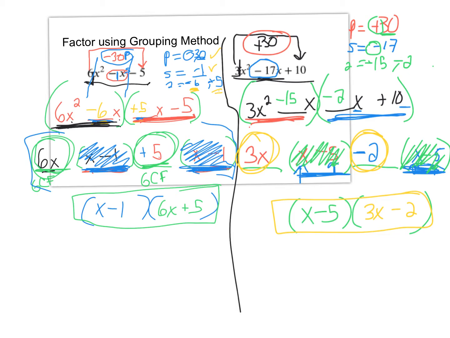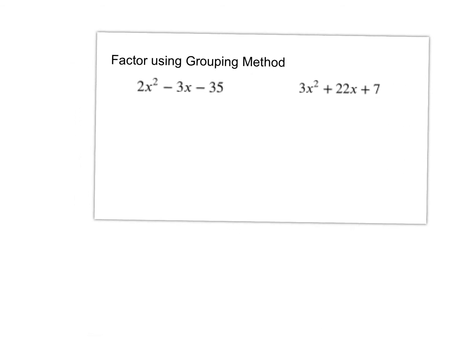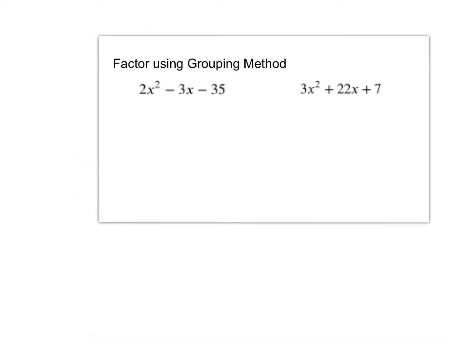Let's practice the grouping method. All right, so here we go. Scooch this down. Let's take a look at this first one. So start with your basic questions. Do I have 3 pieces? Yes. Do I have a number in front of the x squared? Yes. So I have to use the grouping method. Cannot use PS2. So let's multiply front to back. I'm going to get negative 70.